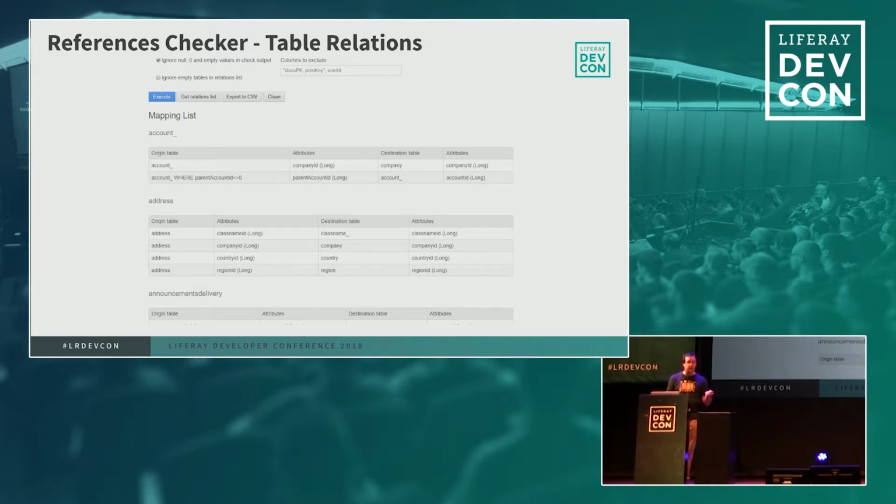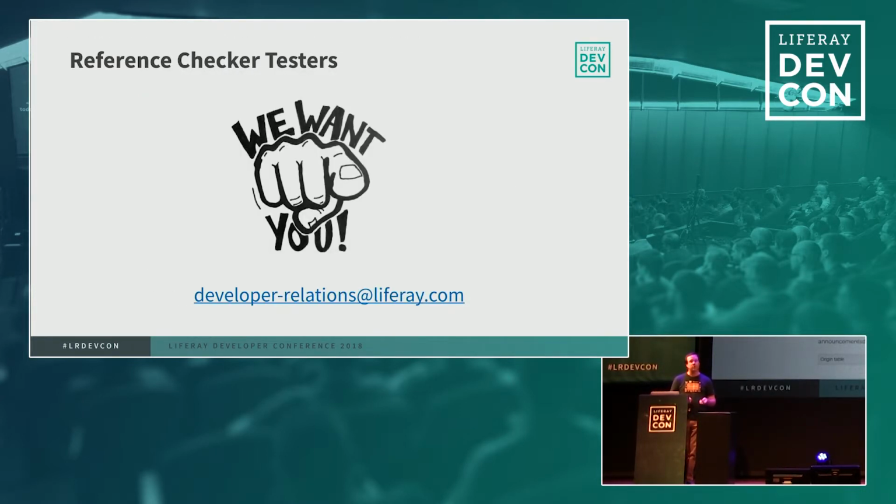Now, a lot of you have not heard of the references tool, and that's because it's been internal only up to this point. But we want to make it available. So we're looking for testers. If anyone is interested in testing the reference checker, just email developer relations at liferay.com, and we'll get you set up, with the goal that we'll publicly release this in the near future.